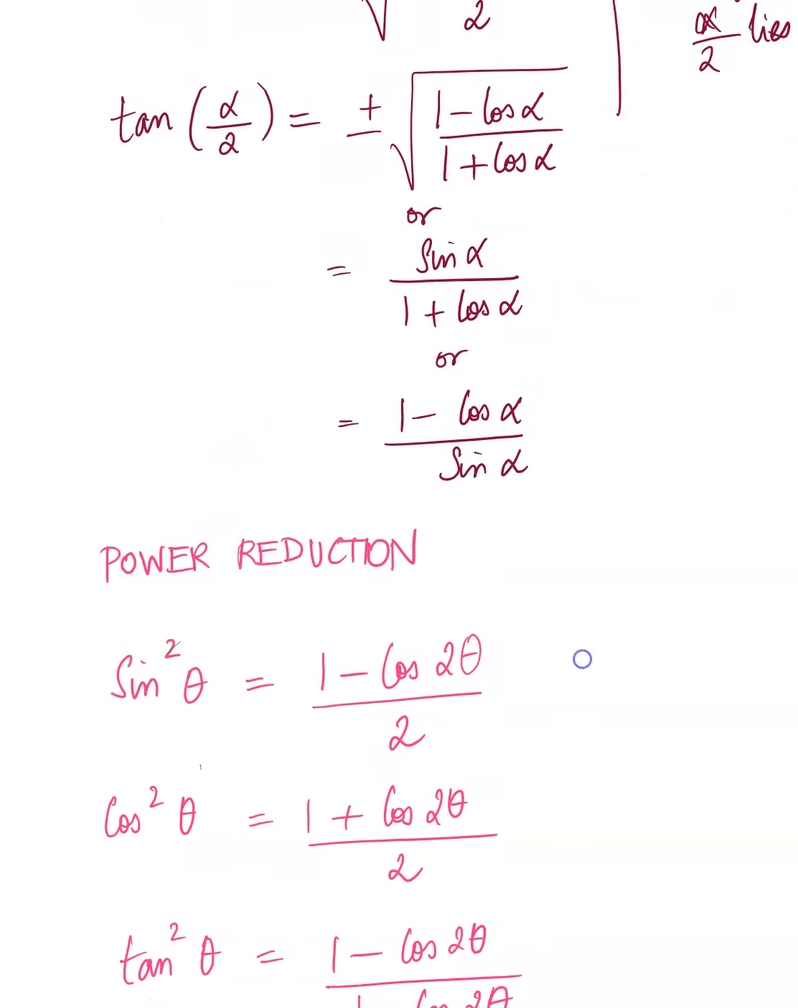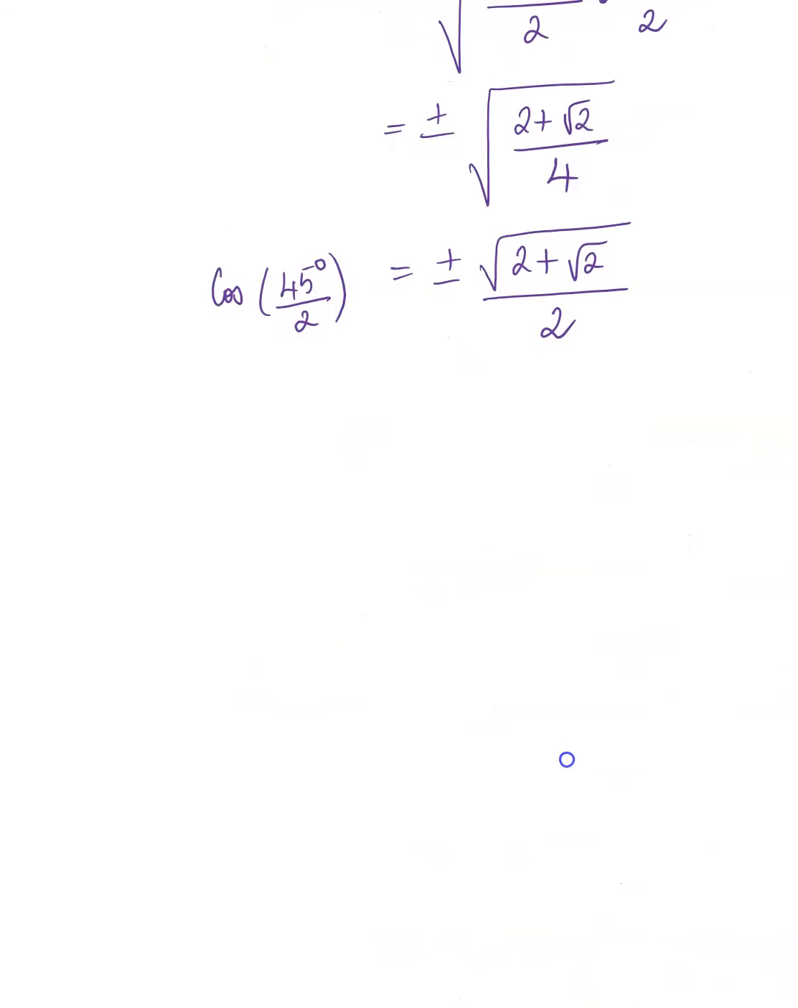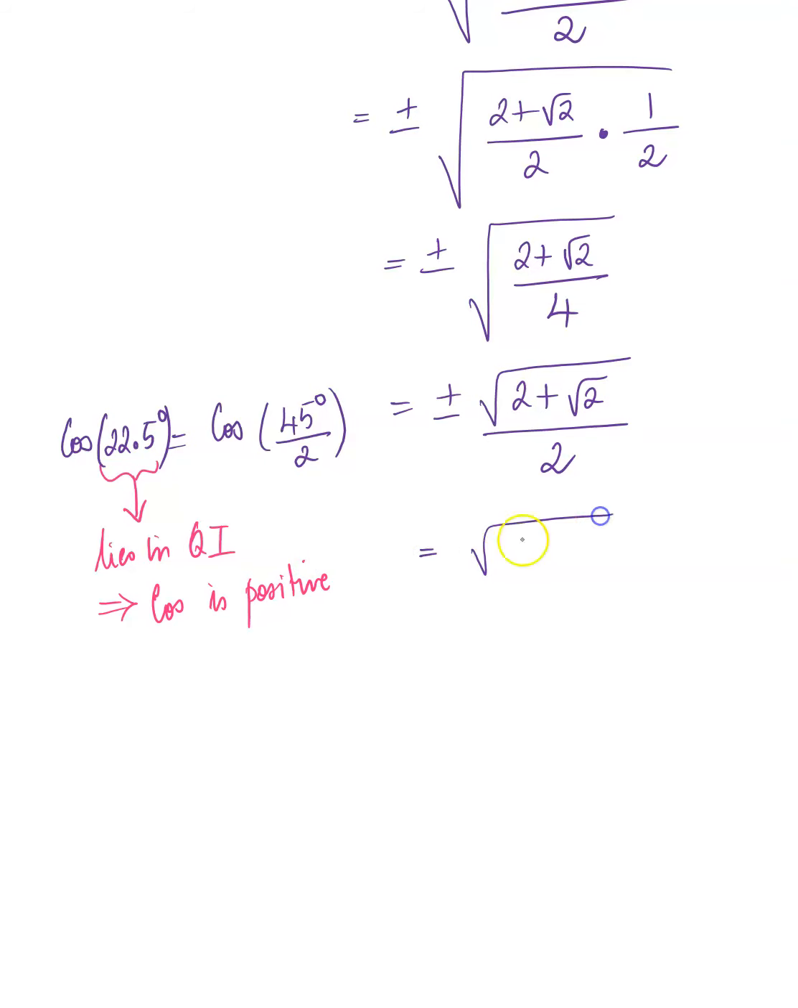Alpha over 2 itself. So then I want to come down here. Now if you go back, the original number was 22.5 degrees, right? So this is my half angle. This angle lies in quadrant 1. Because 22.5 degrees lies in quadrant 1, cosine is positive. Cosine of that angle is positive. It's going to be a positive answer. Therefore, we only choose the positive, which is square root of 2 plus root 2 over 2 as the final answer.